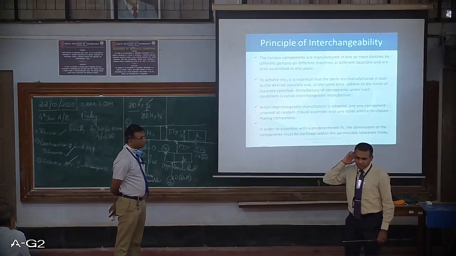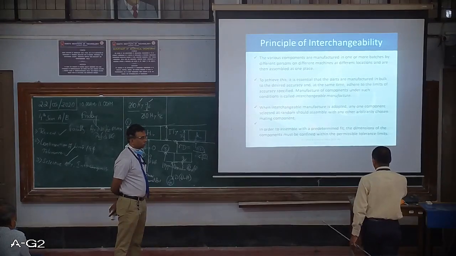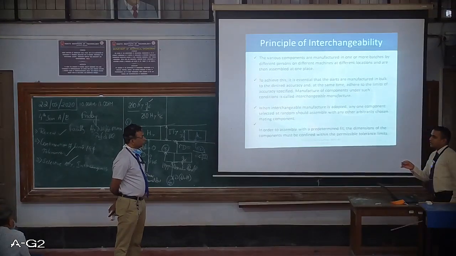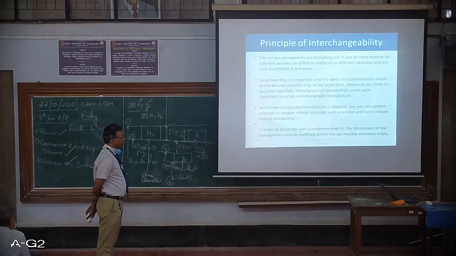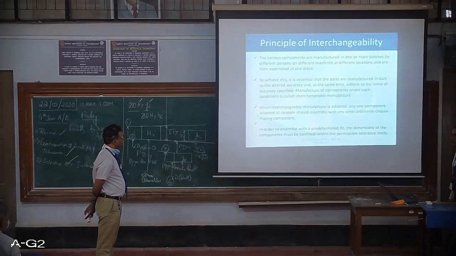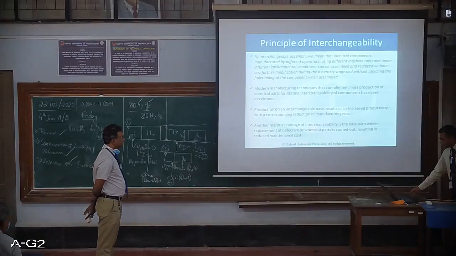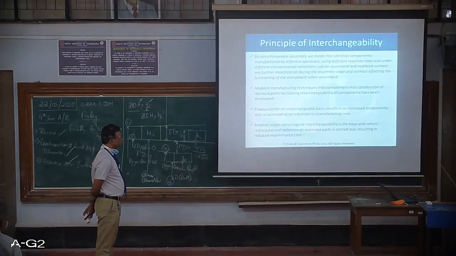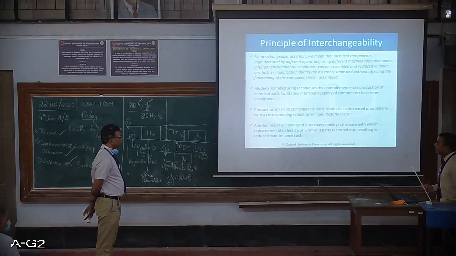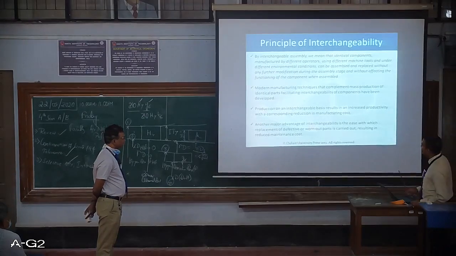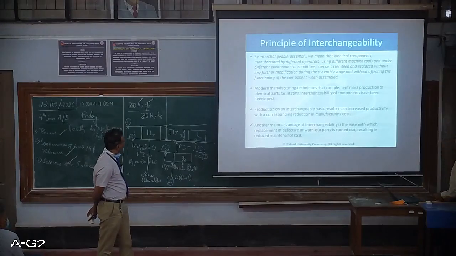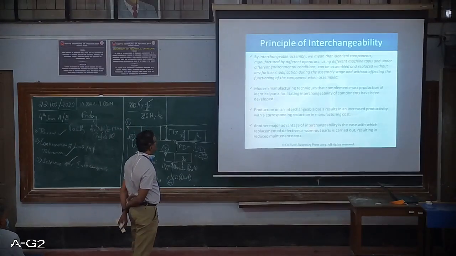So that is the example that we had discussed. You can pick any refill and that refill should be suitable for that particular pen. In order to assemble with a predetermined fit, the dimensions of the components must be confined within the permissible tolerance limits. So that is about interchangeability. It also means they are identical parts manufactured by different operators using different machine tools under different environmental conditions, but can be assembled and replaced without any further modification during the assembly stage and without affecting the functioning of the component when assembled.